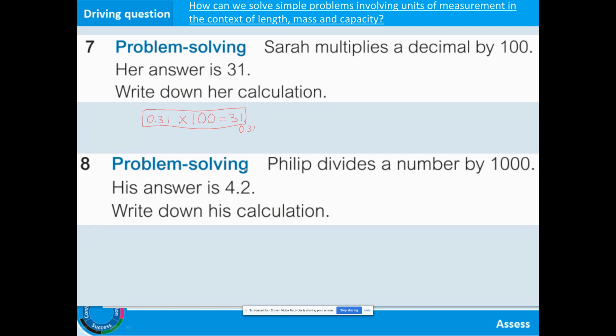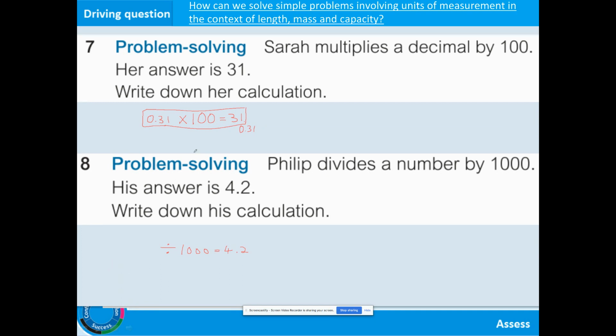So this problem solving here, Philip divides a number by 1,000. His answer is 4.2. Write down his calculation. Right, so he's going to divide a number by 1,000. And his answer is 4.2. So the mystery is, what's this number going to be in the front here?